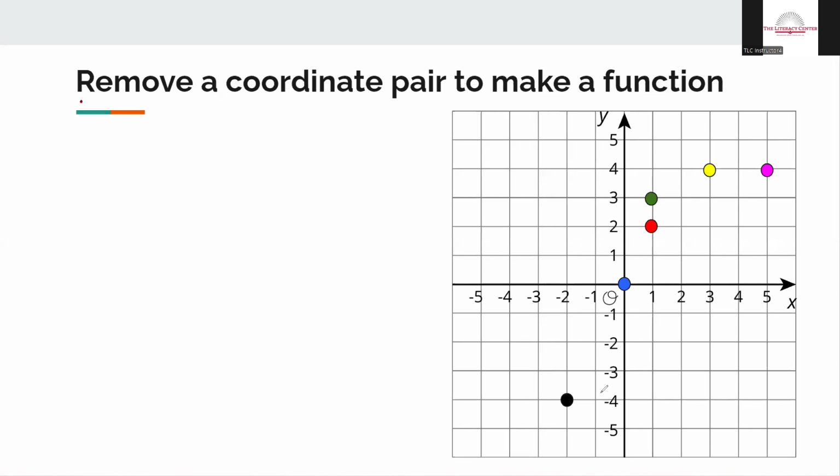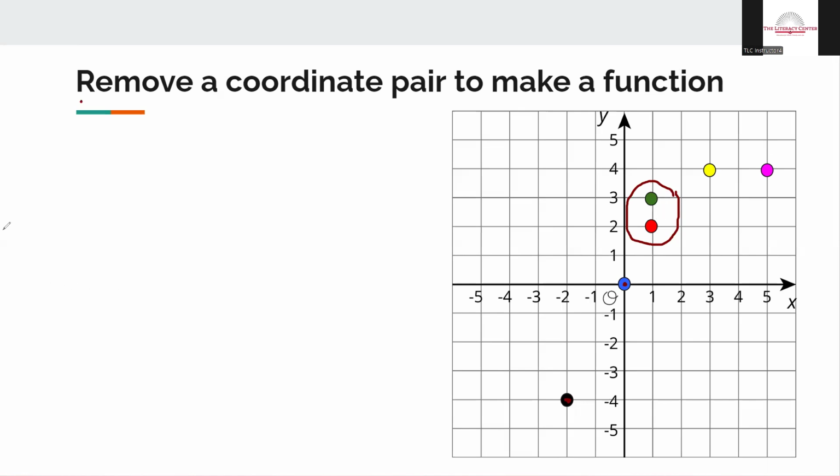When x is -2, y is -4. That's okay. There's only one answer. When x is 0, y is 0. That's okay. When x is 1, is y 2 or is it 3? We can't have that. So let's keep going, though. When x is 3, y is 4. When x is 5, y is 4. That's okay. But this is a problem because we have one input and two outputs. So we really don't know whether the answer is 2 or 3.